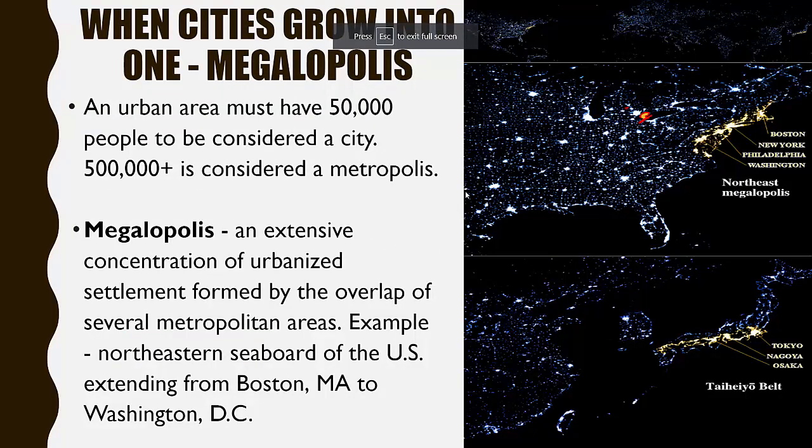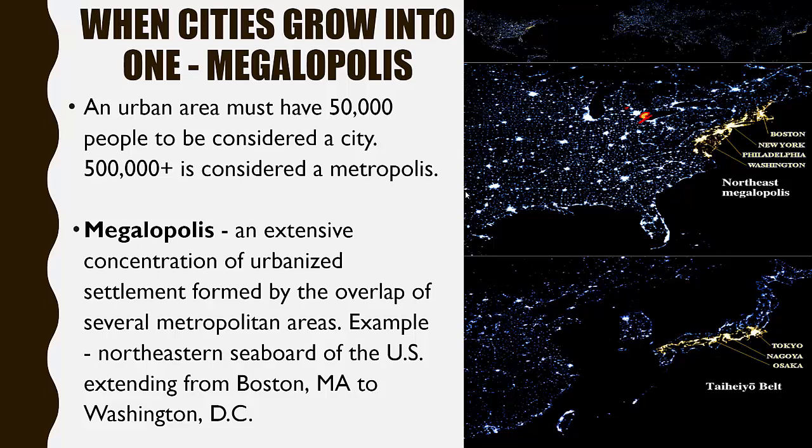Okay. So what actually constitutes a city? Well, any urban area that has 50,000 people in it is considered to be a city. If you have 500,000 or more, you're considered to be a metropolis. All right, you've reached the level of metropolis.